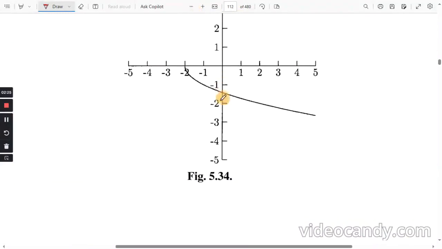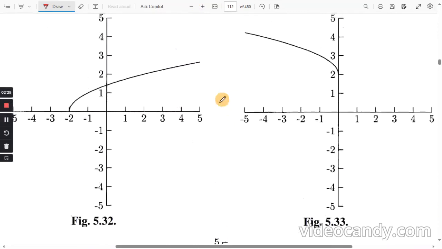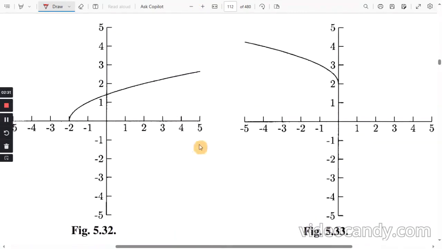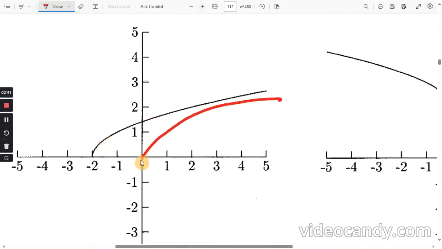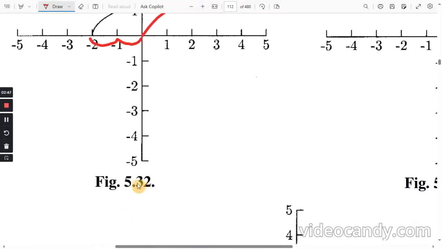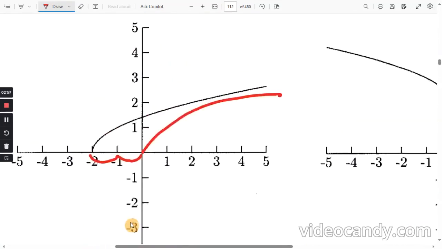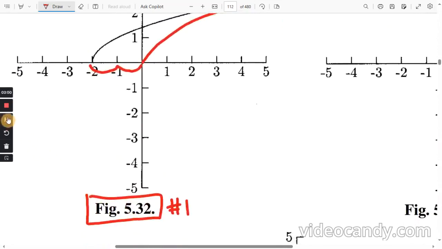All right, so this one is upside down. And I can see figure 5.32, we recall the y equals radical x. It was basically like this. And see this graph right here? It shifted 2 units to the left. All right, so figure 5.32 is matched up with problem number 1 because it shifted left by 2 units. So number 1 is figure 5.32.